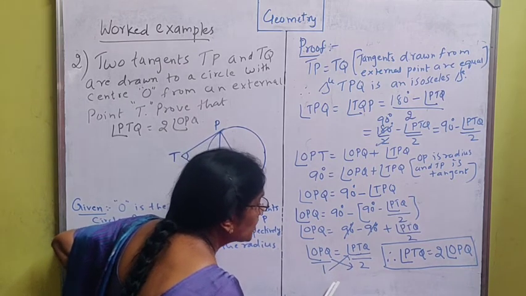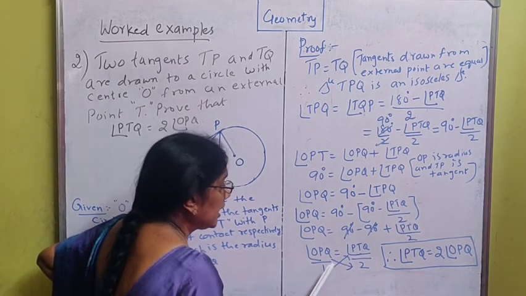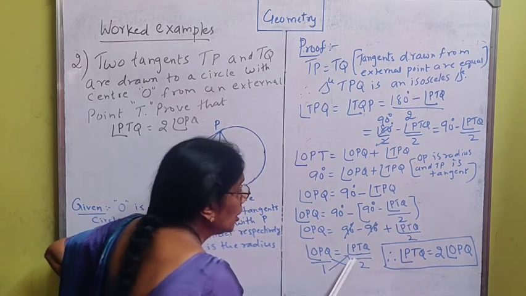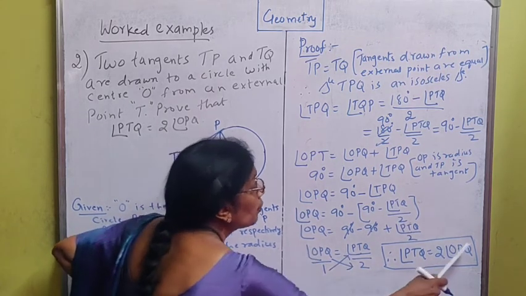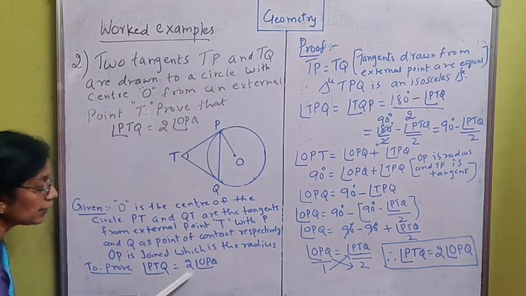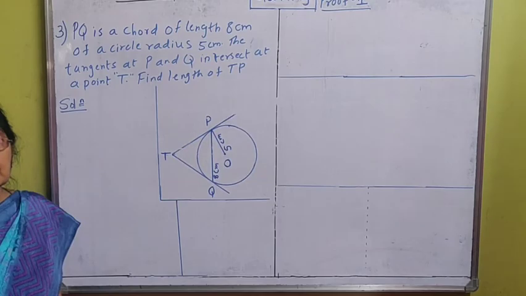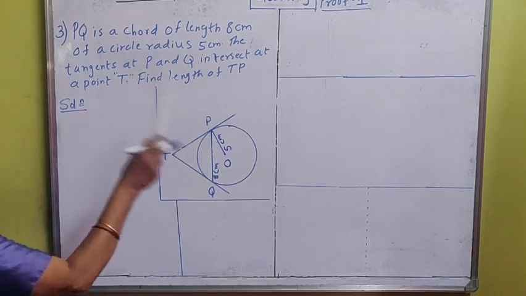If I do cross multiplication, what shall I get? 1 into angle PTQ is angle PTQ, equal to 2 angle OPQ. That is only what you have to prove. So you have proved your problem number 2. Now let us see sum number 3.